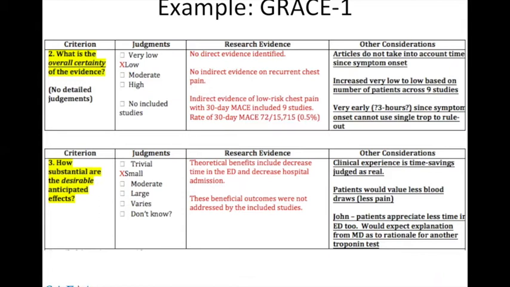How substantial are the desirable anticipated effects? The group decided that they were probably small. Theoretical benefits to decrease time in ED and decrease hospital admissions, but the beneficial outcomes were not actually addressed in any of the included studies.